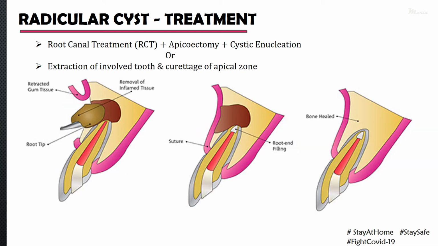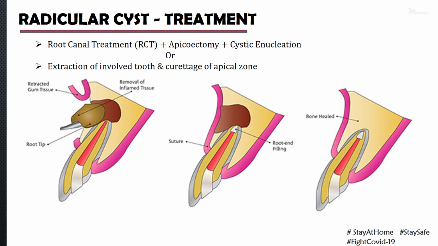So, once the diagnosis of radicular cyst is confirmed, it requires a series of treatment options. The treatment of radicular cyst will therefore include root canal treatment, apicectomy, and cyst enucleation, or it requires the extraction of the involved tooth and curettage of the apical zone.